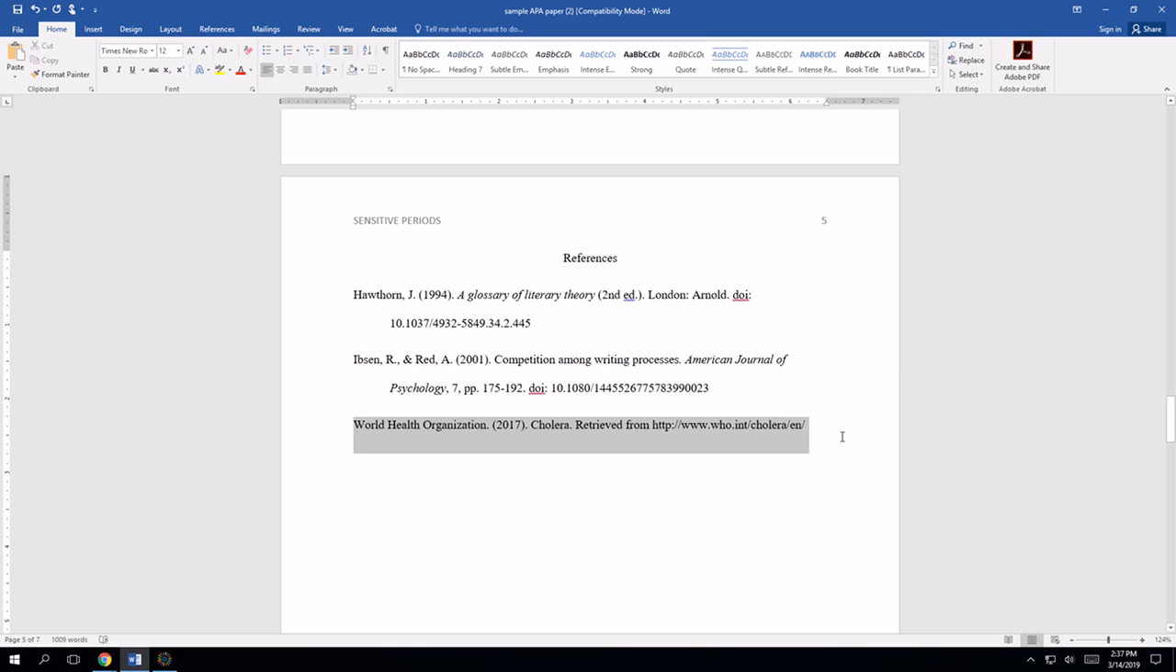This next source is a website put out by the World Health Organization. So we'll list that first as the author, followed by a period. Then again, we do the year of publication in parentheses, followed by a period. The name of the website we were looking at is listed next, and that's followed by a period. And then we'll write retrieved from and list the URL.